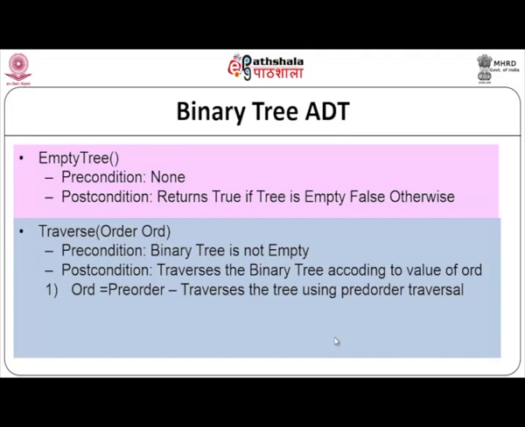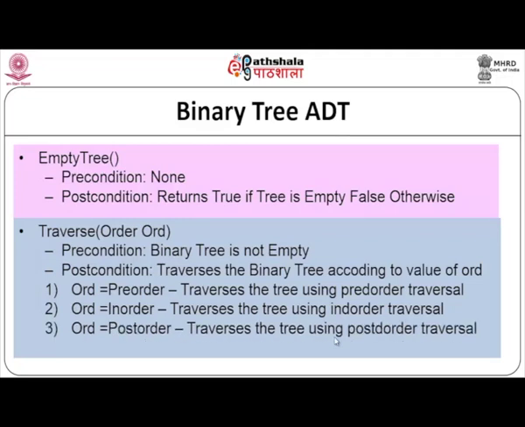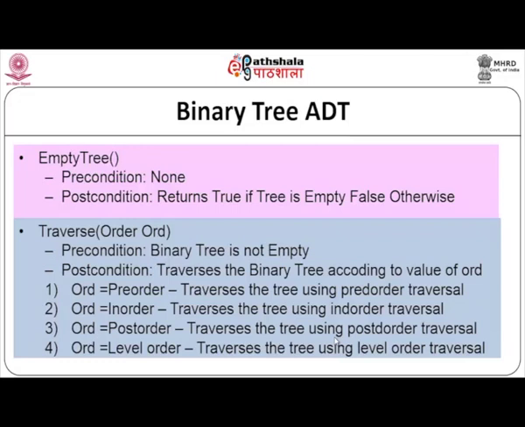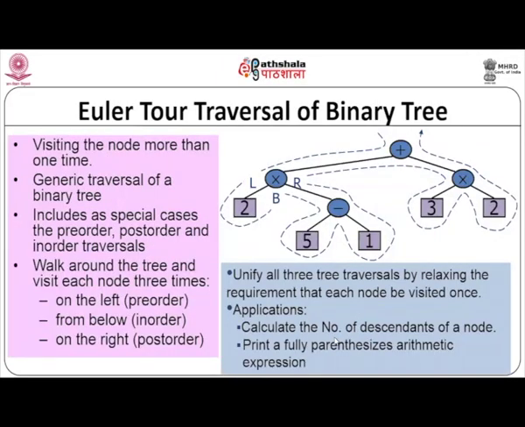So, order pre order, it traverses the tree using pre order, in order traverses the tree using in order, post order it traverses the tree using post order, or level order it traverses the tree in level order. So, that can be an ADT that you define, where traversal is very important.